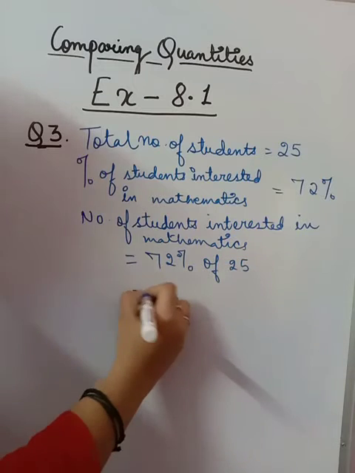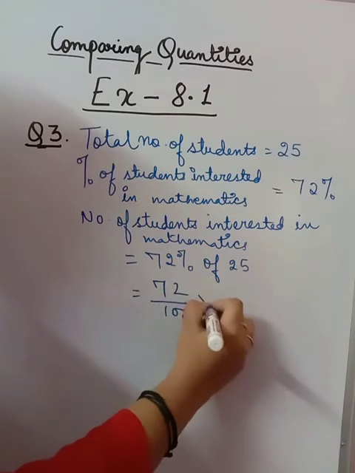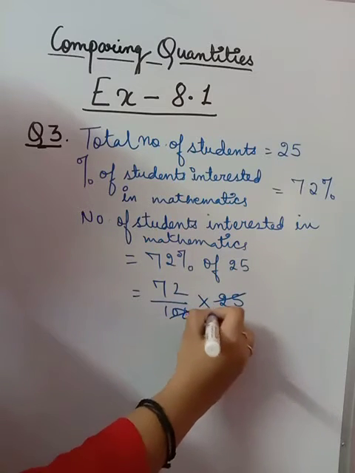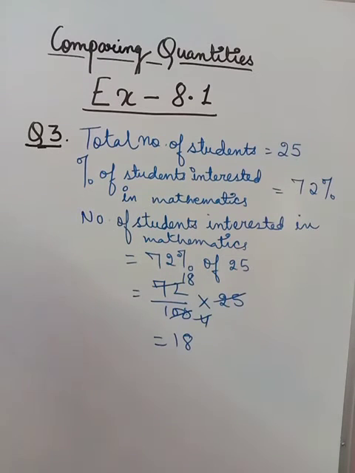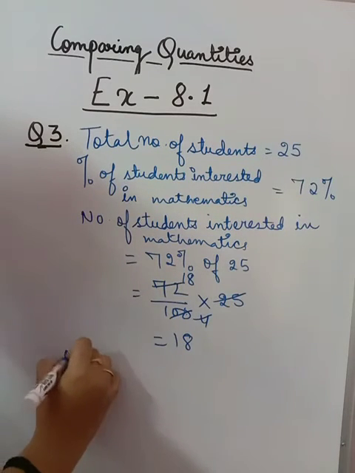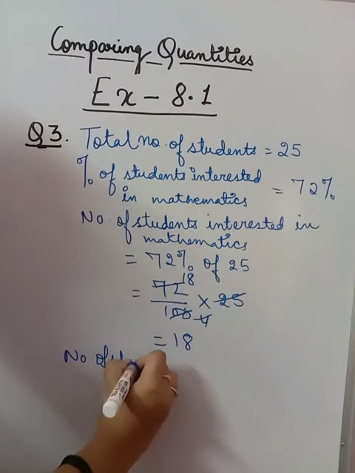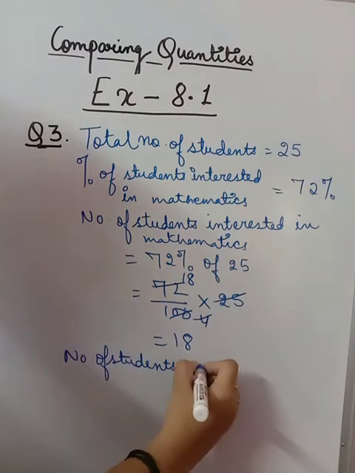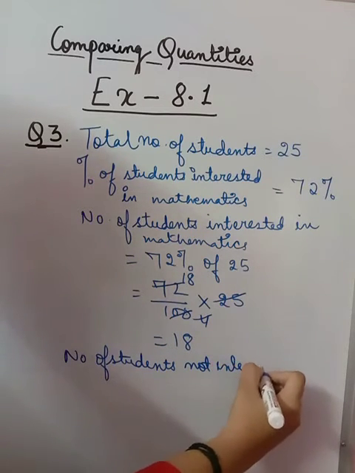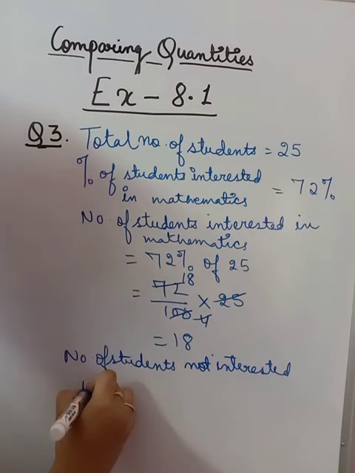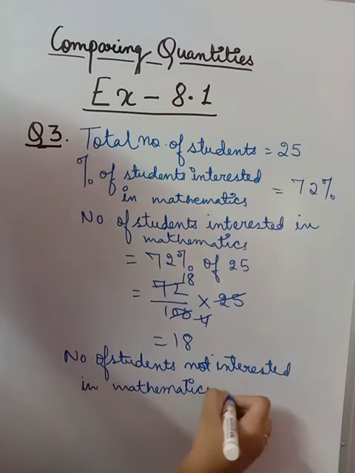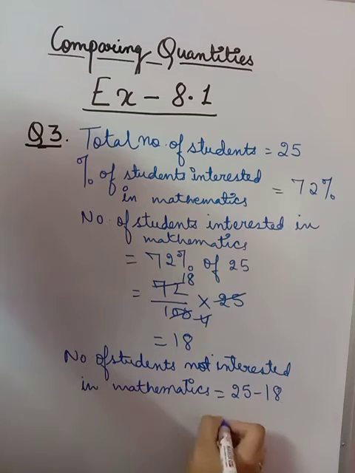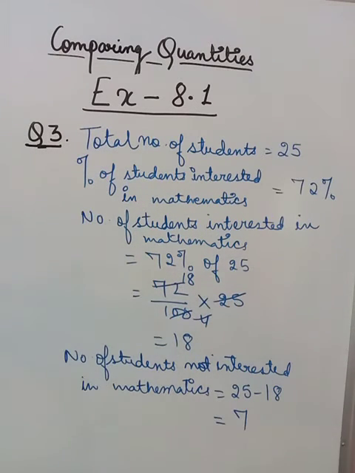So it will come out to be 72 upon 100 multiplied by 25. So it will cancel out with 4 and it will come out to be 18. So 18 students are the number of students who are interested in mathematics out of 25. So the number of students not interested in mathematics equals total students minus the number of students who are interested, that is 25 minus 18, which will come out to be 7.